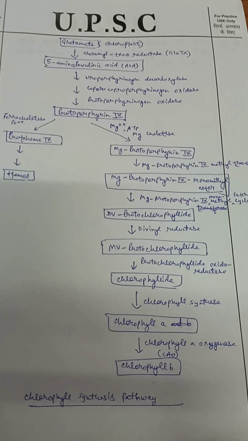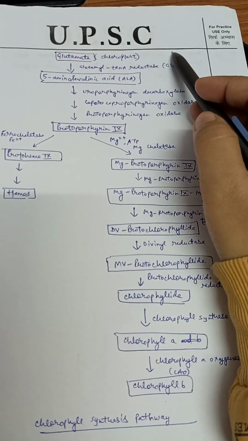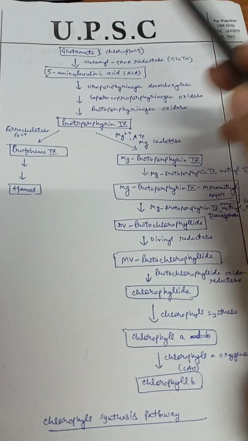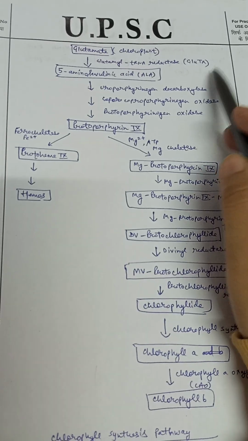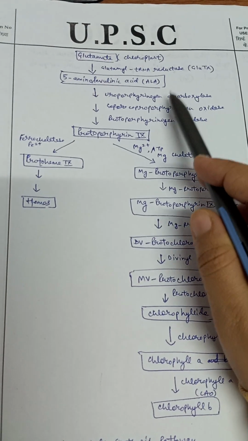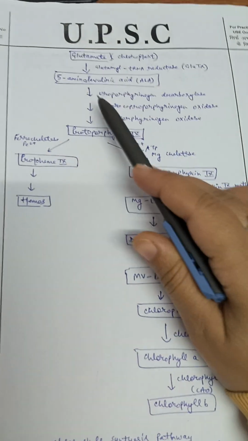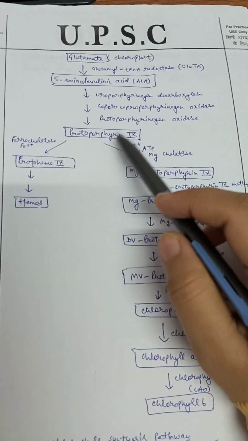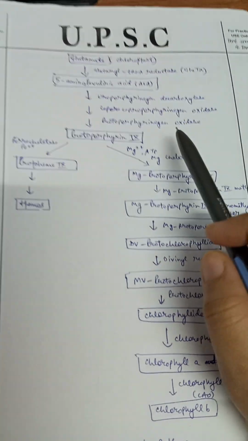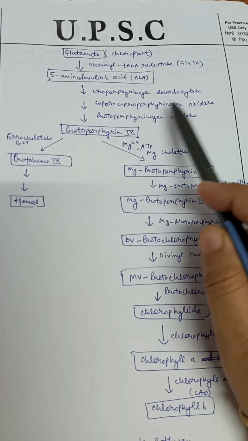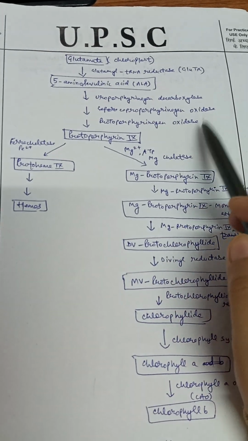Now this is the chlorophyll synthesis pathway. So first of all, glutamate, that is found in the chloroplast, is converted to 5-aminolevulinic acid in the presence of the enzyme glutamyl tRNA reductase. Then this ALA is converted to protoporphyrin 9, and these three enzymes are involved. These are the three intermediate steps through which this ALA is converted to protoporphyrin 9. So the enzymes are uroporphyrinogen decarboxylase, coproporphyrinogen oxidase, and protoporphyrinogen oxidase.